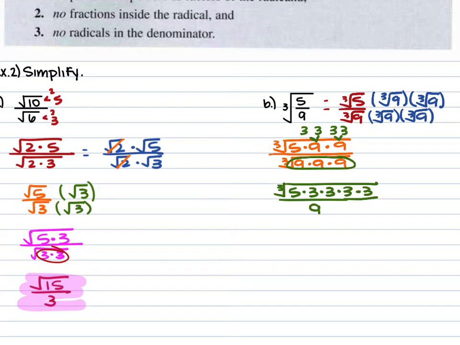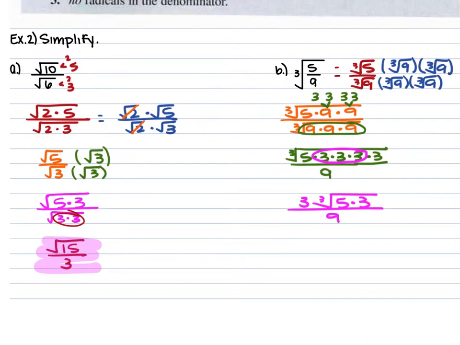So if we're looking for groups of 3, you have 3 3s. You're going to pull 1 out. So you're going to have 3 cube root 5 times 3 all over 9. From here, we can still simplify inside the radical by multiplying the 5 times 3, as well as reducing the fraction because the 3 and the 9 are both divisible by 3. I'm going to multiply inside first. This is going to give me 3 cube root 15 all over 9. From here, the 3 and the 9 are both divisible by 3, so the 3 becomes a 1, and the 9 becomes a 3. So we're going to have the cube root of 15 over 3.